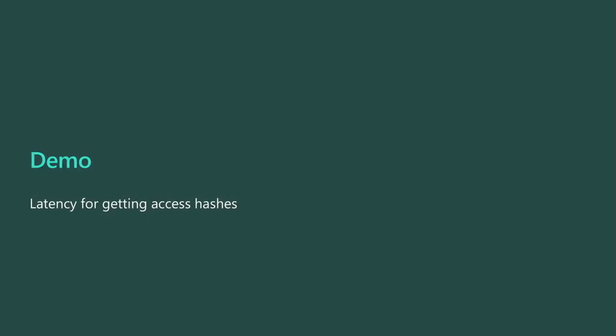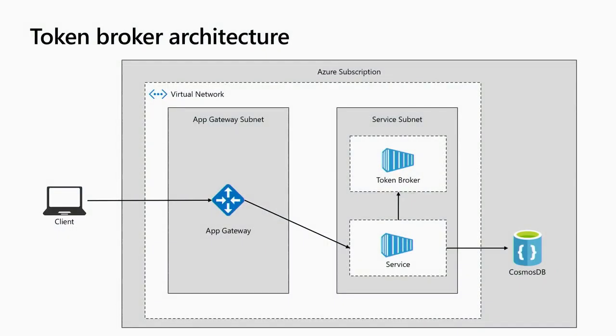So I'm going to show you now the latency, a demo of what this means in practice. And in particular, what I'm going to show you is the latency between your front-end service when it makes a call to the token broker, and then you get back that access hash. And that's either the master key signature or it's the resource token. So I'm going to switch now to my laptop.